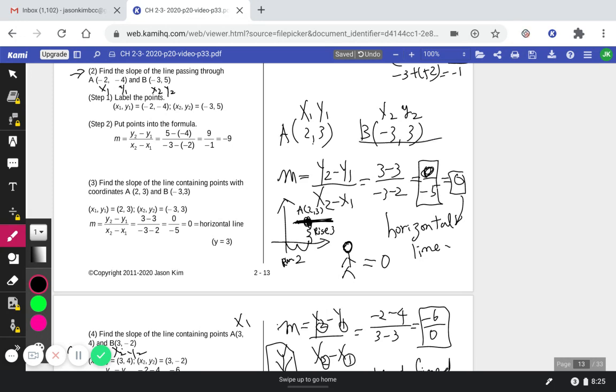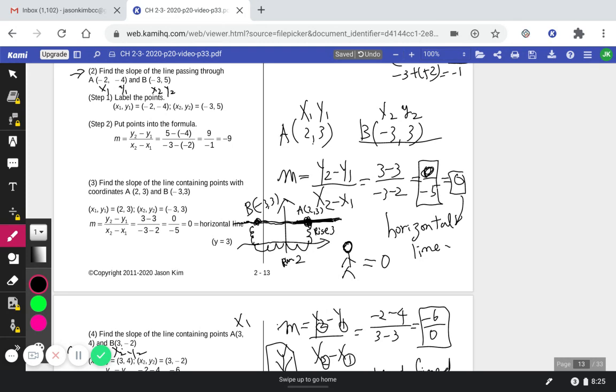Graphically, and B, x is negative 3, so 1, 2, 3, and rise 3. So here is point B, which is negative 3 comma 3. So if you connect them nice and easy, this is the horizontal line, that's it. And it passes through both y location as a 3.